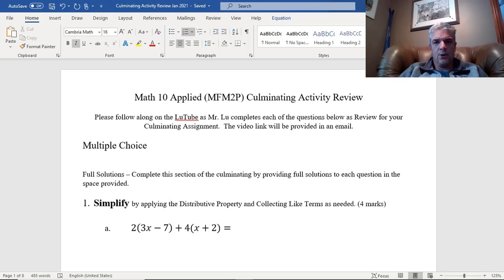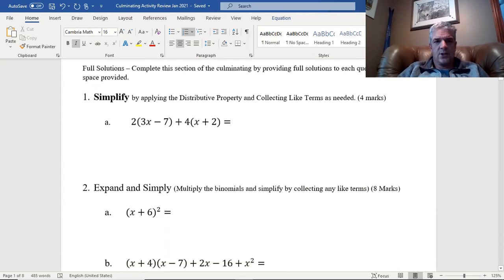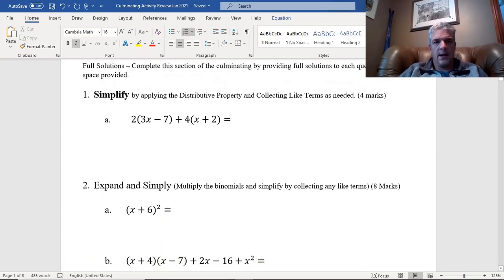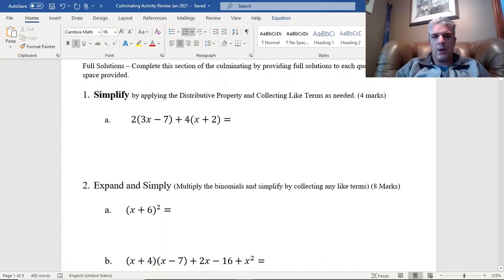Okay, so let's move on and start with question one in the full solution component. And this is using the distributive property and collecting like terms. Remember, like terms are terms that have identical letter parts. So that's like the x's and y's. And the number parts can vary, and you can add and subtract only those that are like terms. We can multiply or divide if they're not like terms, but only the like terms can be added and subtracted.